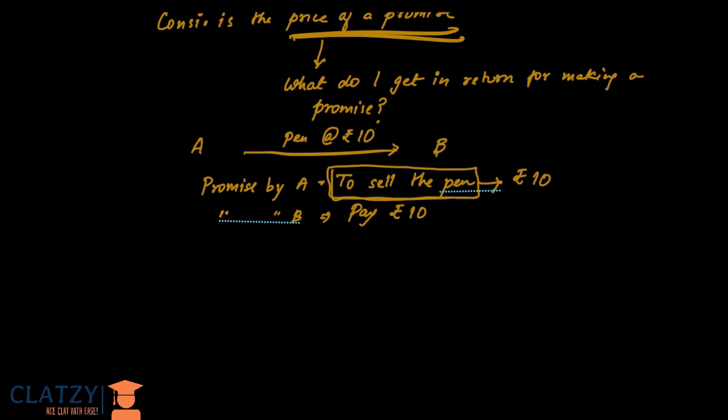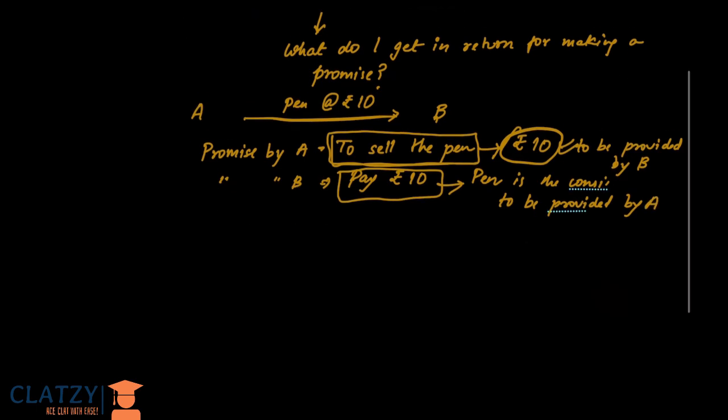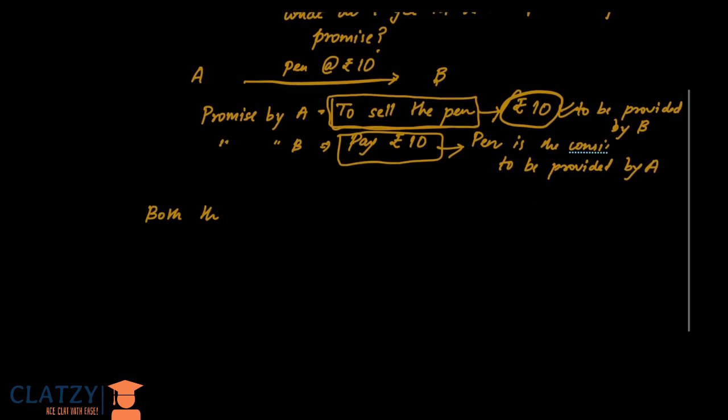A wants rupees 10. And what is the price of B's promise? When B pays rupees 10 to A, what does B want in return? B wants the pen. So rupees 10 is the consideration to be provided by B. Okay, and pen is the consideration to be provided by A. It means that both the parties, offerer and the offeree, both the parties have to provide consideration.